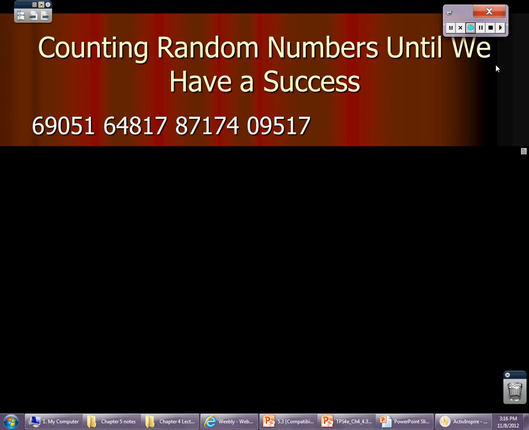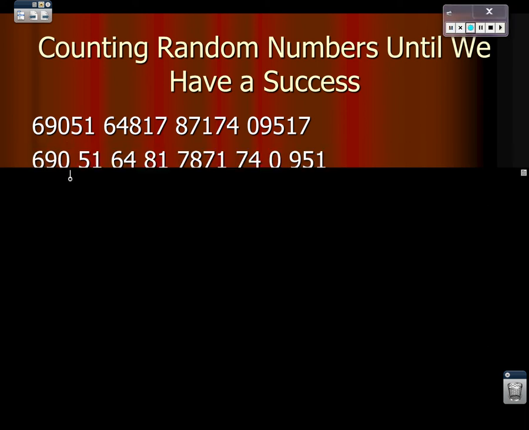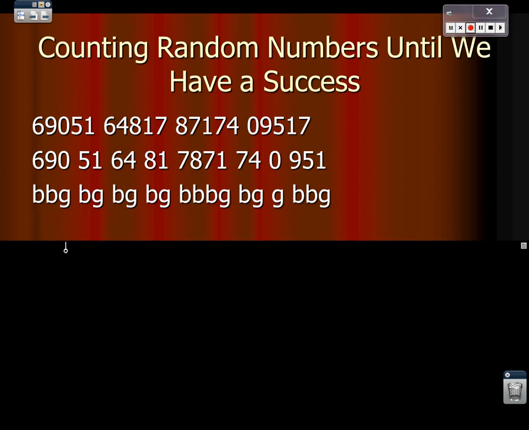0, 1, 2, 3, 4 will represent a girl. 5, 6, 7, 8, 9 will represent a boy. The first three numbers that occur: 6 represents a boy, 9 represents a boy, and 0 represents a boy. Excuse me, I misspoke there. 0 represents having a girl. According to my numbers, 0 through 4 represent a girl, so once I get my first girl, I stop. So I had 3 children before I had my first success, a girl.